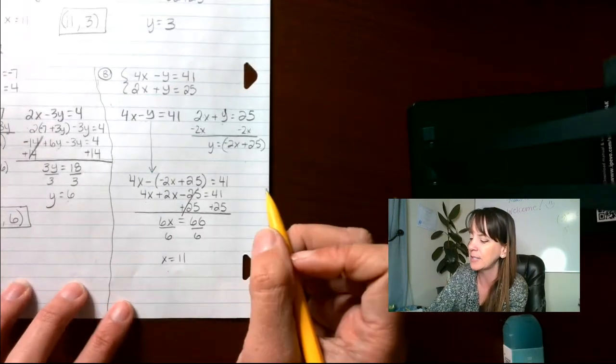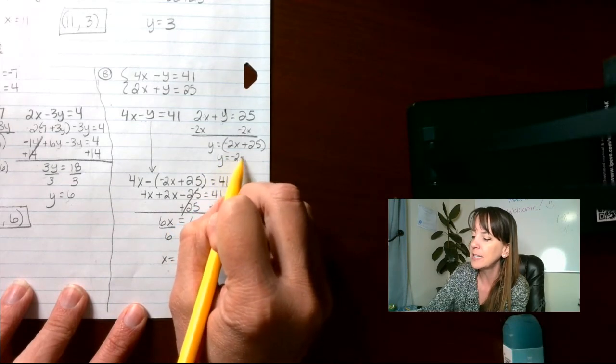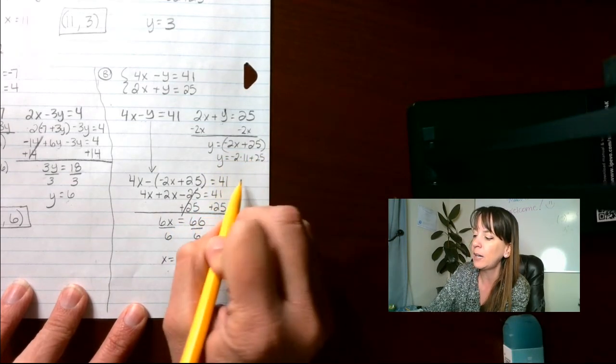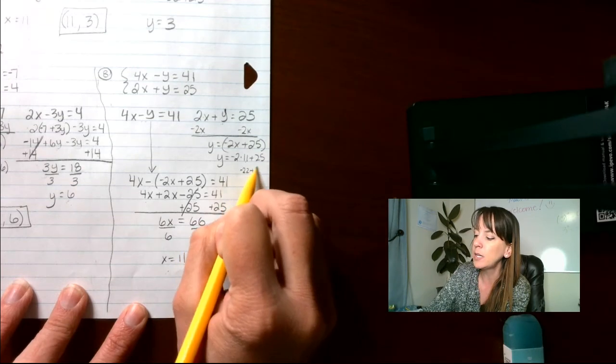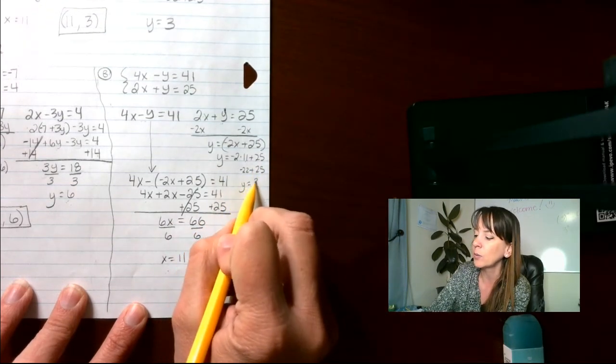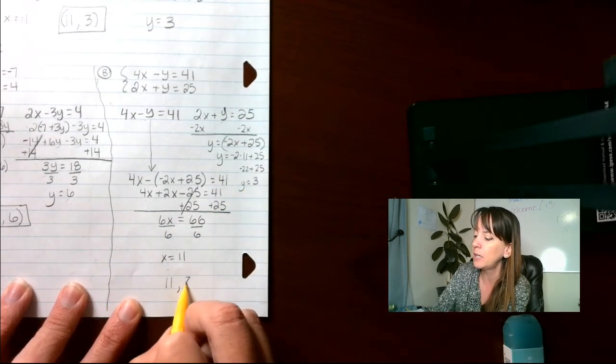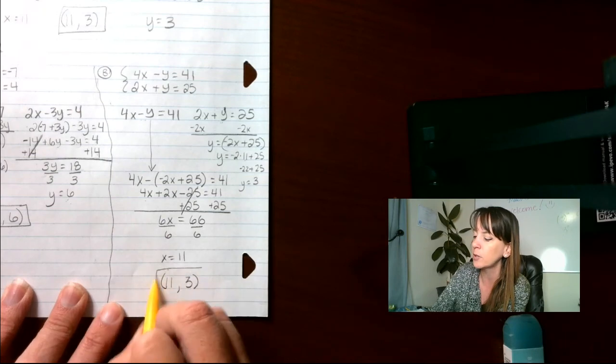I was looking and I'm like, oh, I didn't leave myself enough room. y equals negative 2 times 11 plus 25. That's negative 22 plus 25. You can kind of see my work there. y equals 3. So our answer is 11, 3. It's an ordered pair, so put your parentheses there.